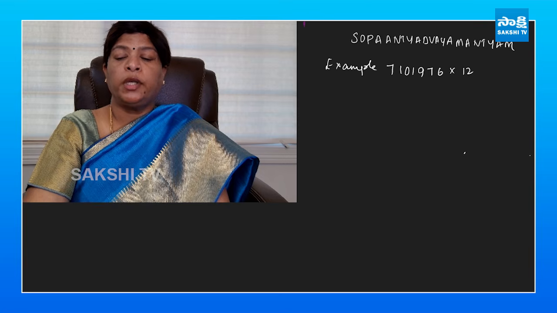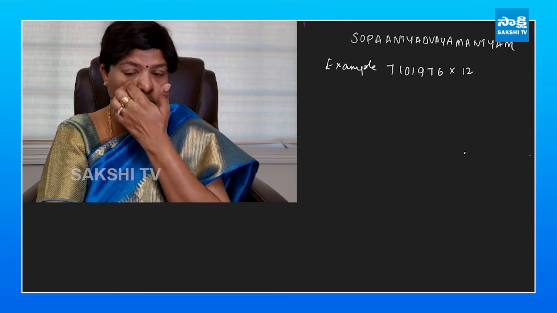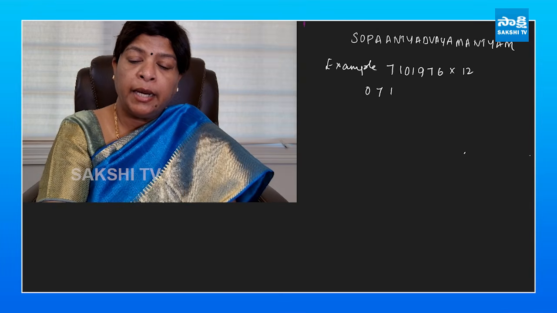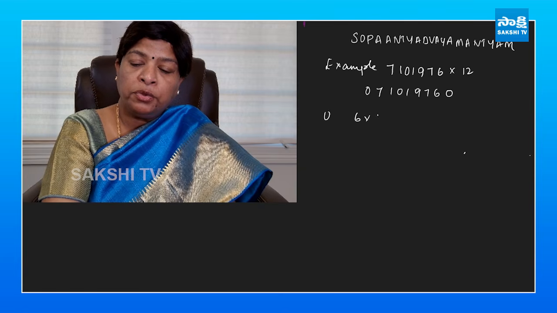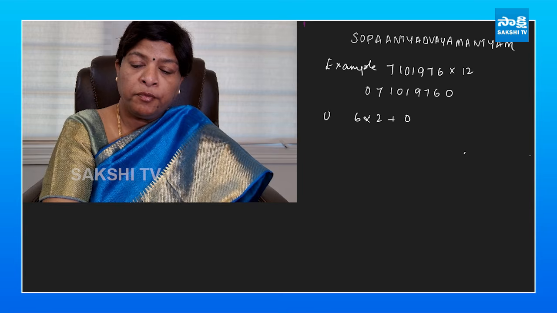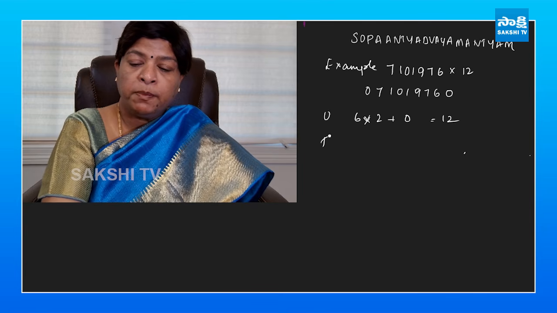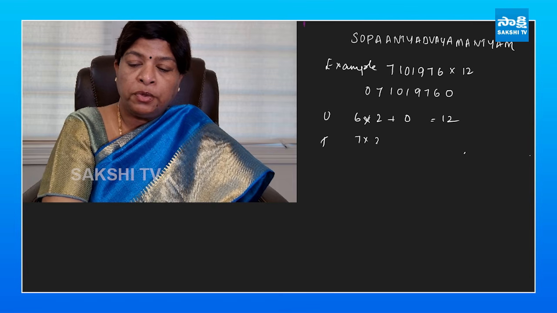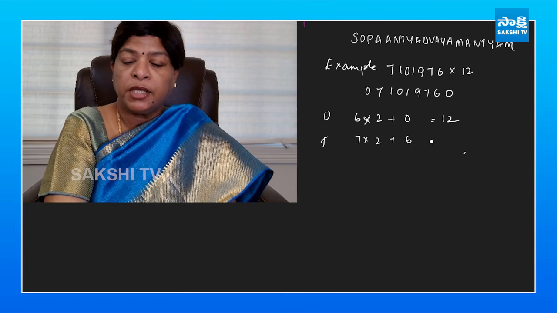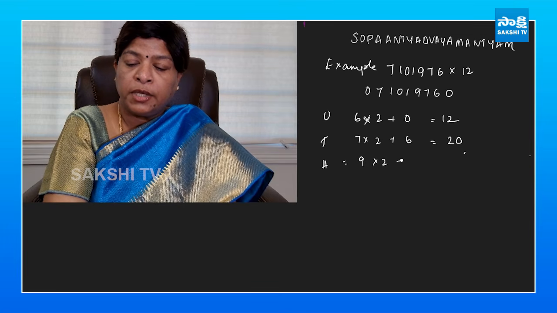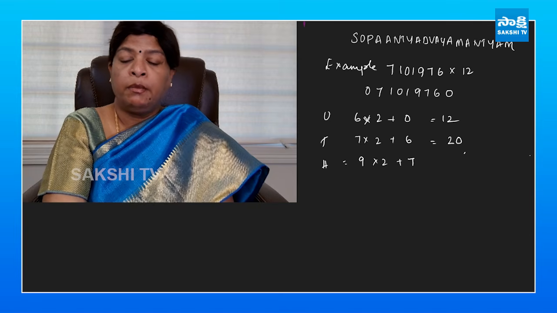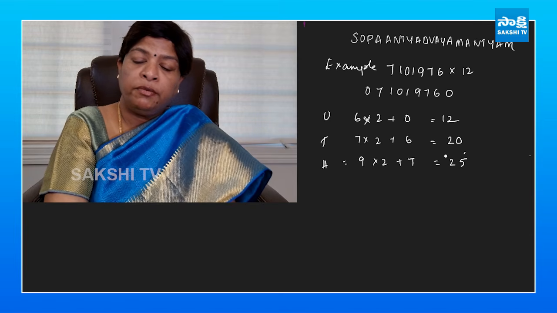We have 7101976 multiplied by 12. So we begin with adding a 0 in the beginning and at the end of our multiplicand. So our units place would be 6 into 2 plus 0, which is equal to 12. Tens place 7 into 2 plus 6. So 14 plus 6 is 20. Hundreds place is 9 into 2 plus 7. So 18 plus 7 is 25.